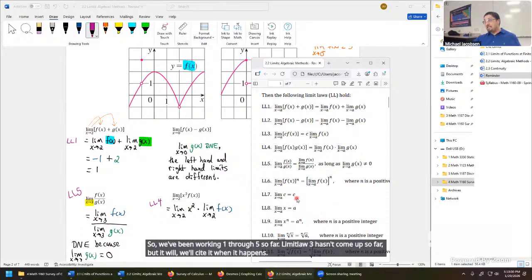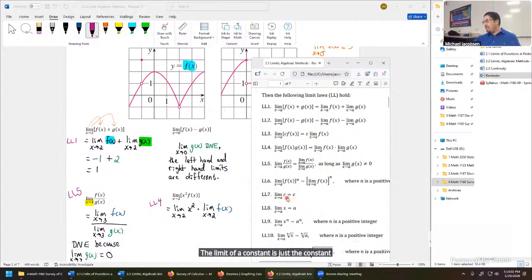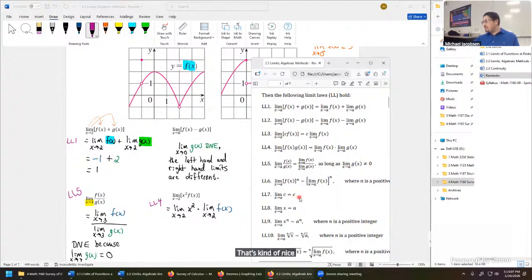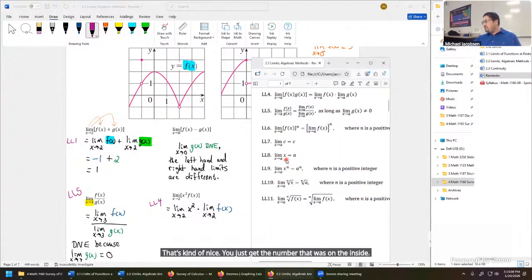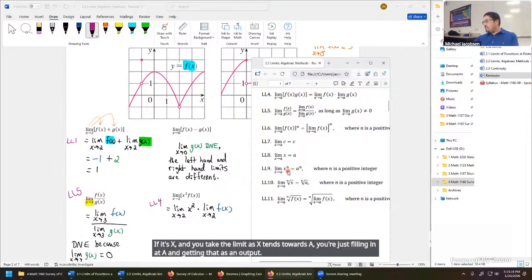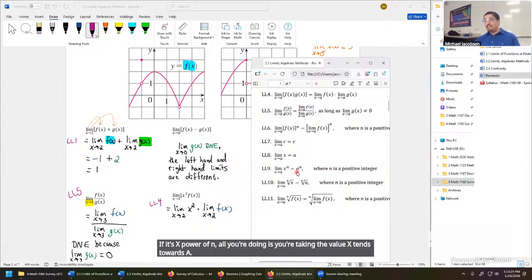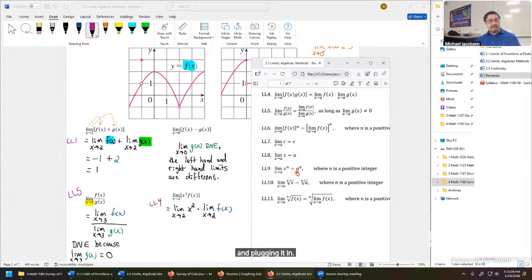The limit of a constant is just the constant. So if there's no x's there, you take a limit, that's kind of nice. You just get the number that was on the inside. If it's x and you take the limit as x tends towards a, you're just filling in an a and getting that as an output. And if it's x power of n, say x squared, that's the one that finally matches up. If it's x power of n, all you're doing is taking the value x tends towards, a, and plugging it in. We're going to later call that a direct substitution in these notes.